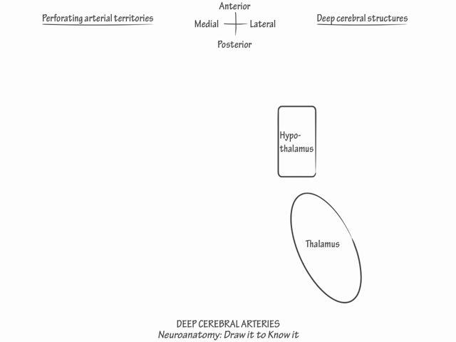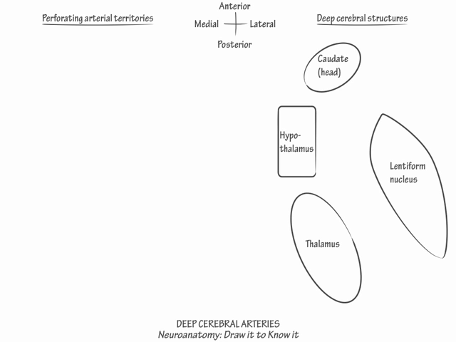Indicate the hypothalamus, which lies in the anterior midline. It borders the third ventricle. Next, label the thalamus, which lies above the hypothalamus in midline. Then, anterior to the hypothalamus, draw the head of the caudate, and then the lentiform nucleus, which is the globus pallidus and putamen combined.